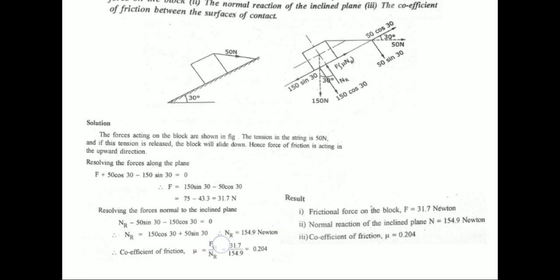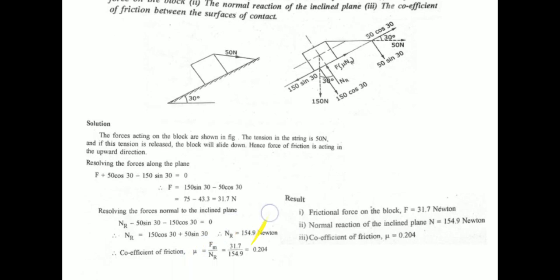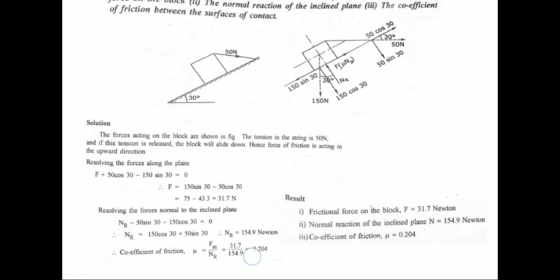Therefore, we know the relation, that is mu is equal to F by N R. By substituting in the relation, we can find the mu, coefficient of friction, as 0.204.